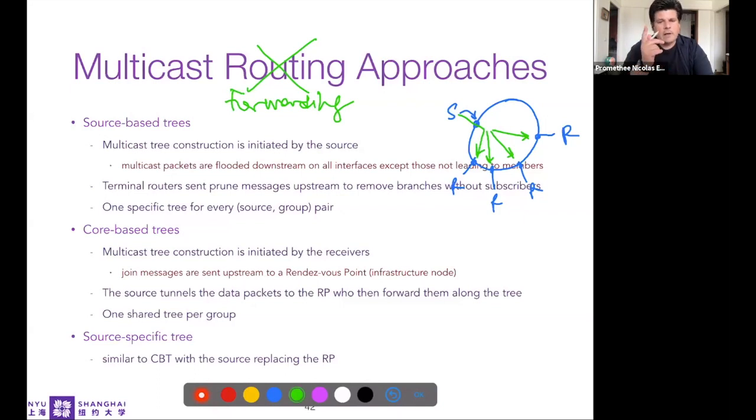So obviously, a simple way of doing this is to flood, to say if it's multicast, let me send everywhere. Because if I send to everybody, that includes a member of the multicast. But we know that flooding broadcast at this scale is problematic. So that's the reason we introduced basically three approaches: the source-based trees, the core-based trees, and the source-specific tree. All right. So let's get into the details of those.